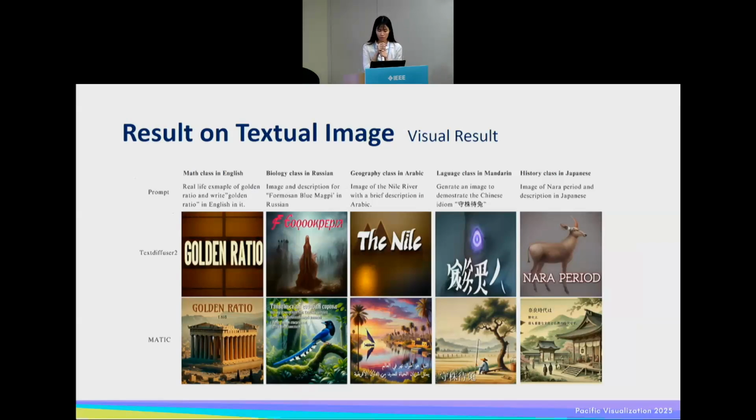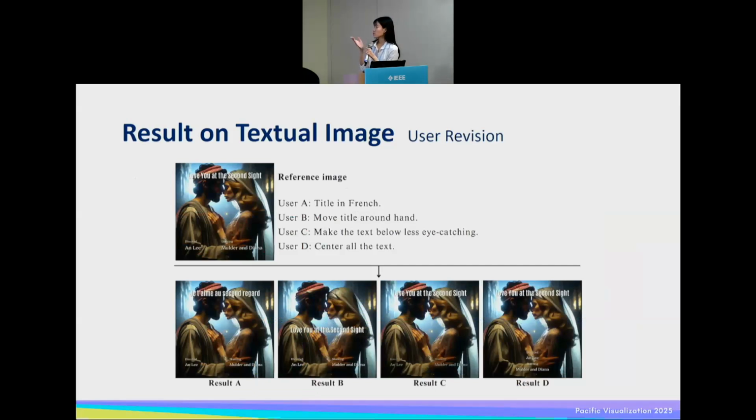And for the user revision, we can see the reference image up there is provided by our system. Our user can say, oh, I want the title in French or move the title around the hand. They can just type in this command, then we will directly change it.